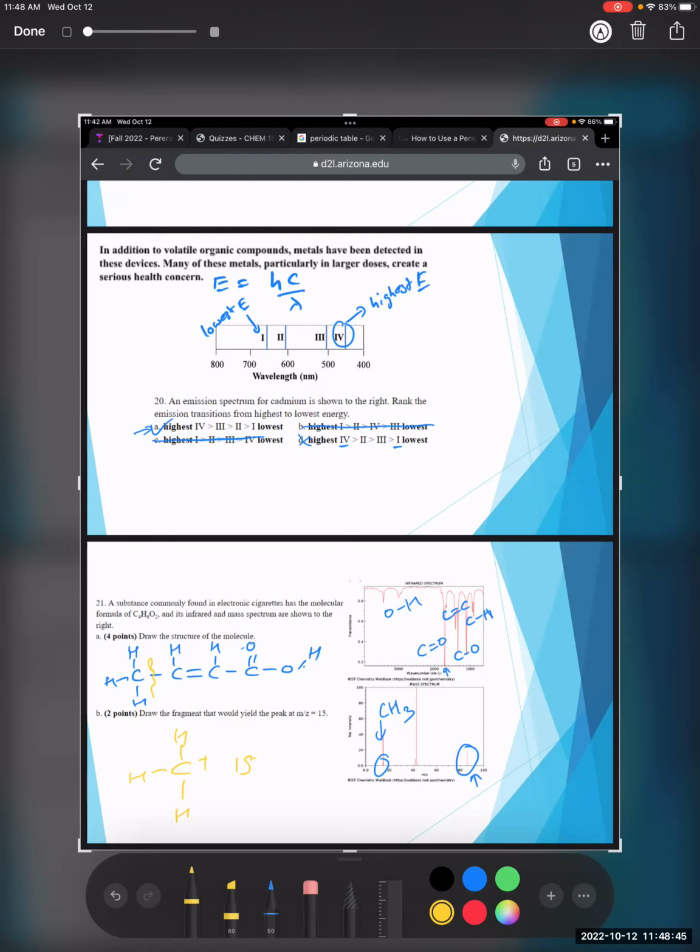I'll go with that based on this information, because unfortunately the information about the bonding is not here. Okay, so that's all the questions I have here.